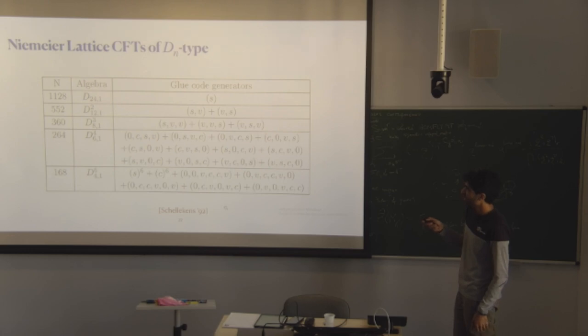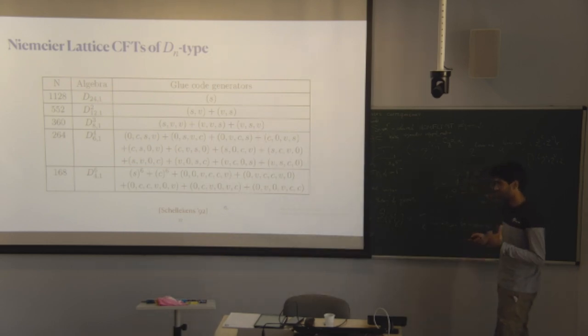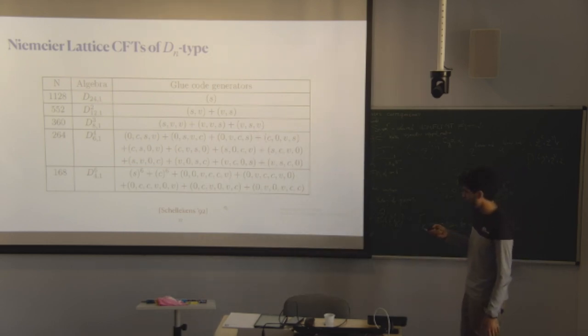So the Niemeier lattices that we want to look at with D-type algebra are the following: D24, D12 squared, D8 cubed, D6 to the power 4, and D4 to the power 6. And these are the generators which are required to write all possible primaries such that your lattice is an even self-dual lattice.